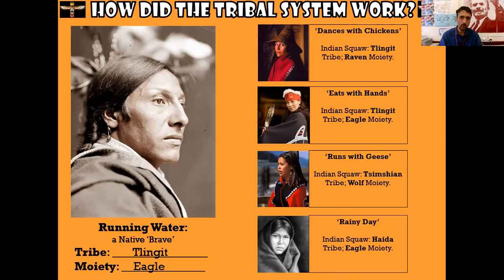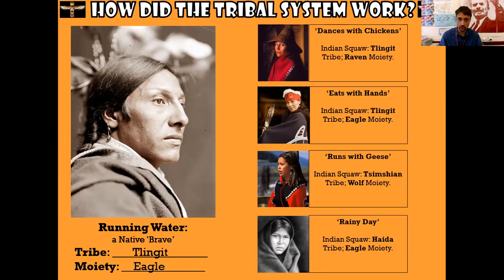So here we go. We've got Dances with Chickens. She's an Indian squaw from the Tlingit tribe and the Raven Moiety. We've got Eats with Hands from the Tlingit tribe and Eagle Moiety. We've got Runs with Geese from the Tsimshian tribe and the Wolf Moiety. And we have Rainy Day from the Haida tribe and the Eagle Moiety.